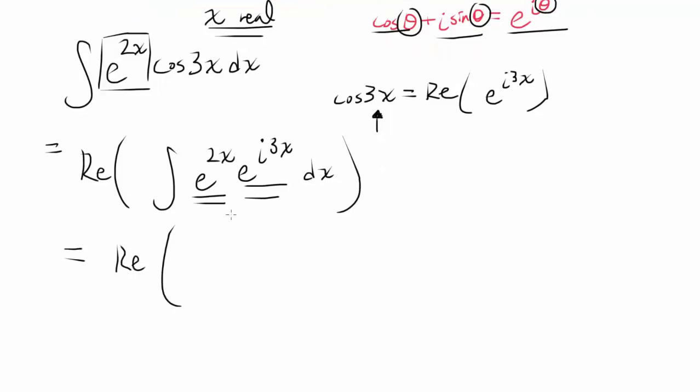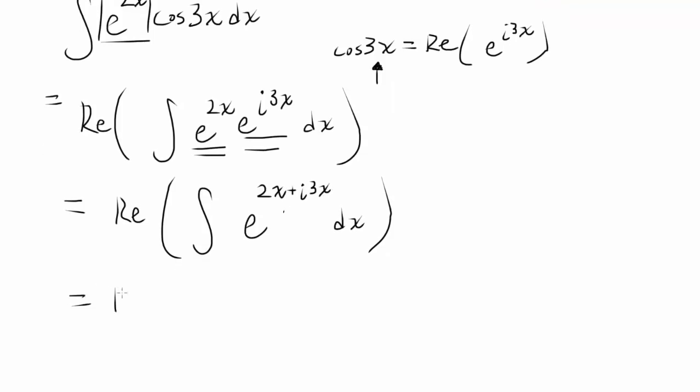Since we have e to the 2x and e to the i3x, we can combine them. So we have e to the power 2x plus i times 3x dx. And it's pretty easy to just factor out x. So e to the x times (2 plus 3i) dx. And now what do we do?